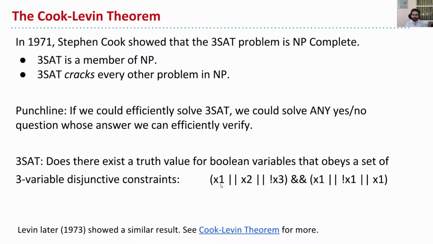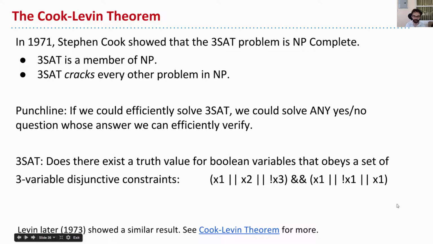wire routing inside of a microchip. 3-SAT solves it. Somehow there's some way to take any NP problem, literally any easily verifiable yes or no question, and it could be solved with 3-SAT. And that's pretty crazy. Okay. And so the punchline there is that if we could solve 3-SAT, we could solve any yes or no question whose answer we can efficiently verify.